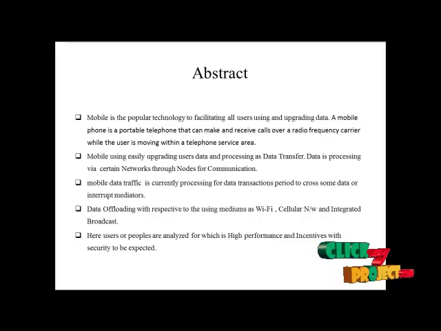So here the data is processed via certain networks through nodes for communications. The mobile data traffic is currently processed for data transactions across some data or intermediaries. Here, data offloading is done using mediums such as Wi-Fi, cellular networks and integrated broadcast networks. The users are analyzed for high performance and incentives, with security expected. These are the components analyzed in this project.